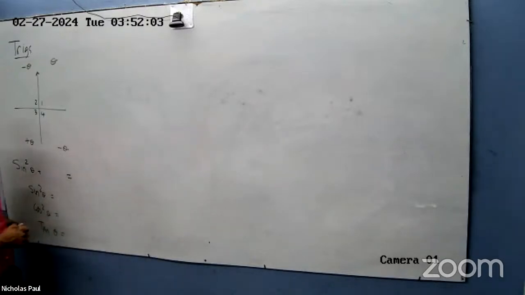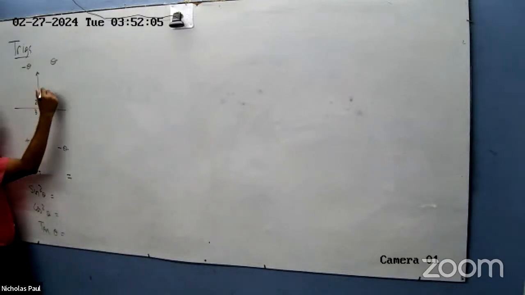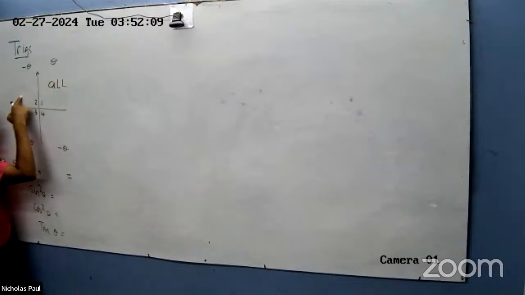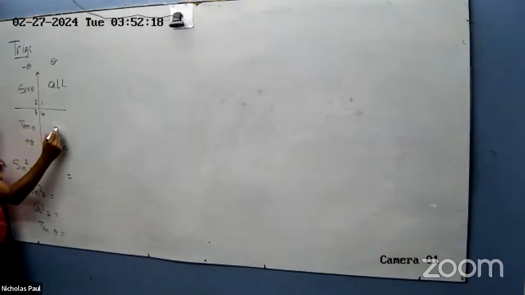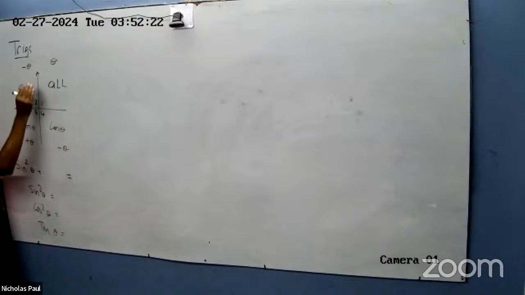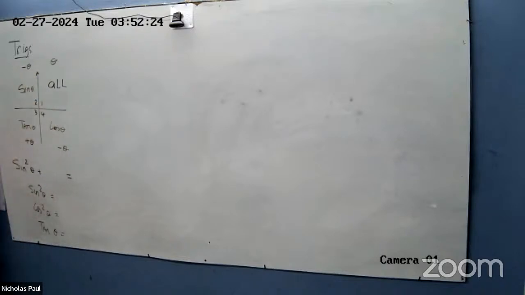Right, so which one is positive here? All positive here. Which one is positive here? Which one is positive here? And which one is positive here? How do I get the value in the first quadrant? So if you solve something and you want the first quadrant value, how do you just get it? Straight from the calculator.